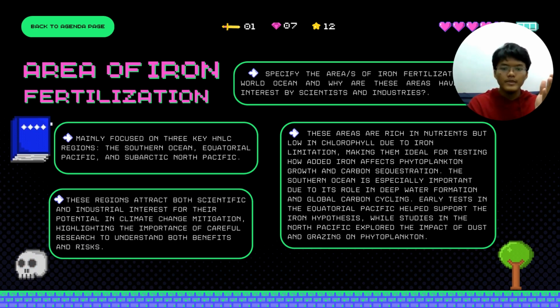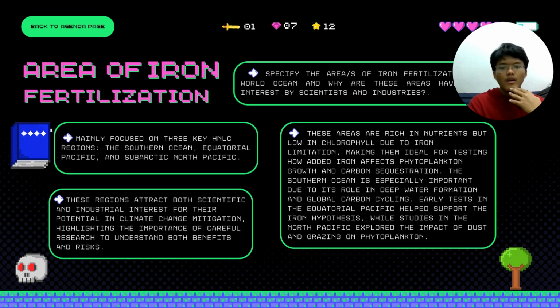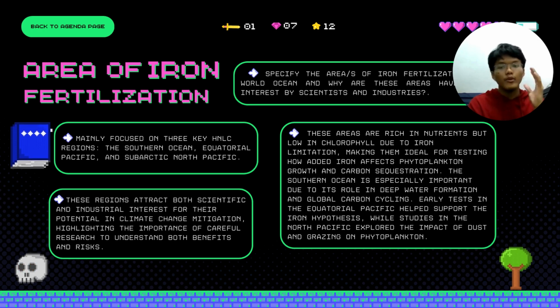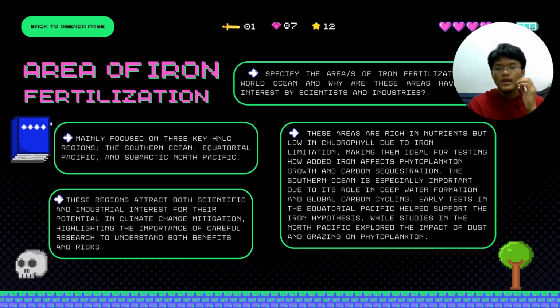The Southern Ocean specifically is important due to its role in deep water formation. For the Equatorial Pacific, studies help support the iron hypothesis, while studies in the North Pacific have explored the impact of dust and grazing on phytoplankton. These regions attract both scientific and industrial interest for their potential in climate change mitigation, while also highlighting the importance of careful research to understand both benefits and risks.